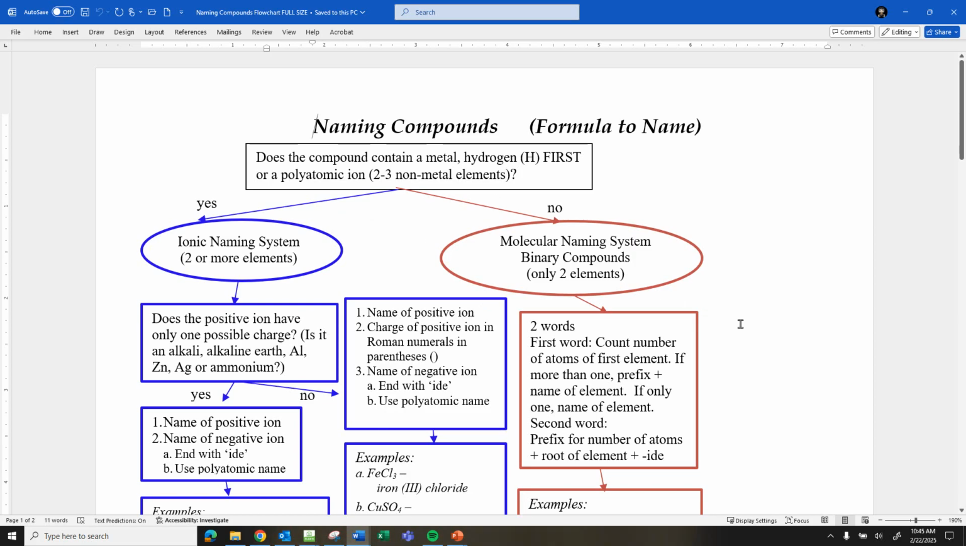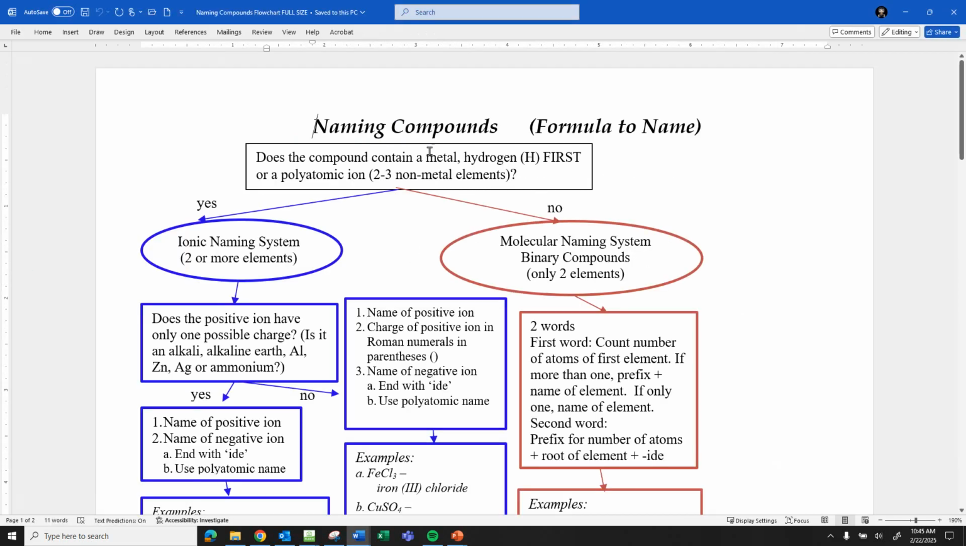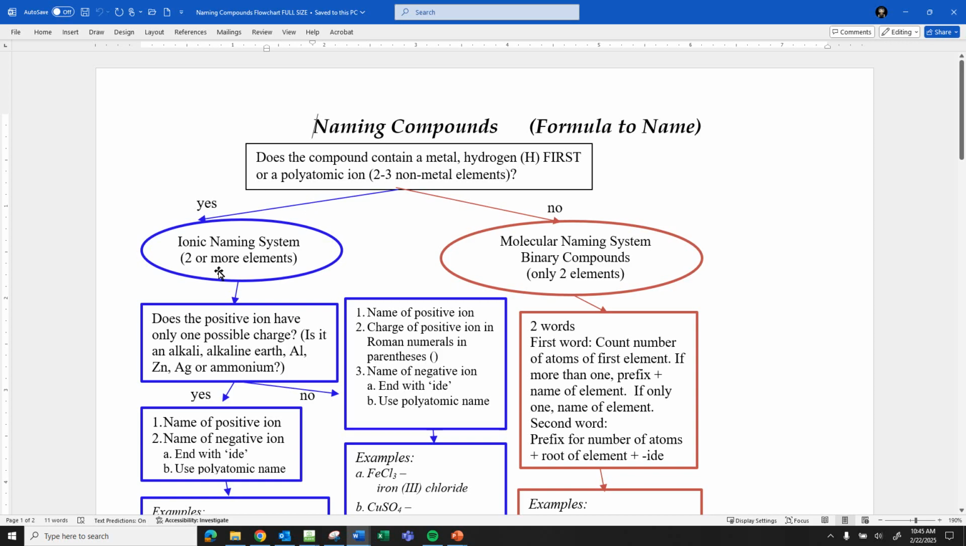All right. So on the previous slide we have these formulas and we want to go to a name. So let's look at this first one. Does the compound contain a metal, hydrogen first, or a polyatomic ion? Well, there's no polyatomic ion because I only see 2 elements. Sodium, Na, is a metal. So we go to the blue side. Yes, ionic naming system. This can have 2 or more elements.